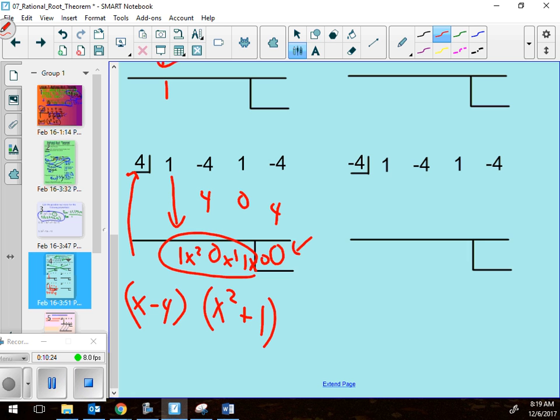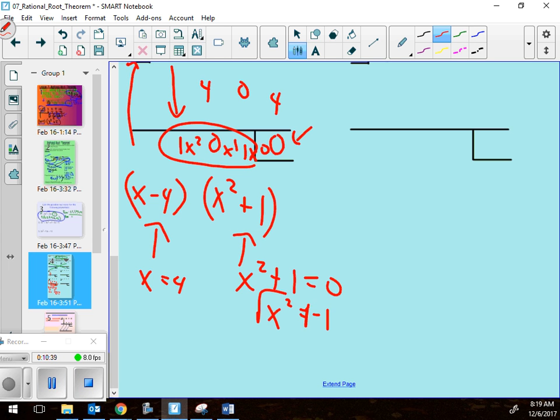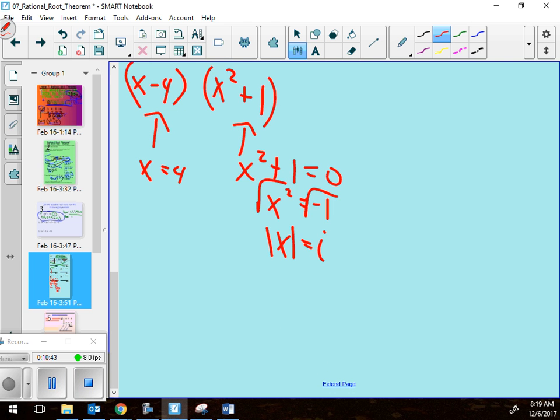Now, the only complication from here is, don't forget you're not done until you have finished and got the roots. So the root of this is x equals 4. The root of that, you go x squared plus 1 equals 0, x squared equals negative 1, square root, absolute value of x is i, and then split it into two things, x equals i, and x equals negative i.